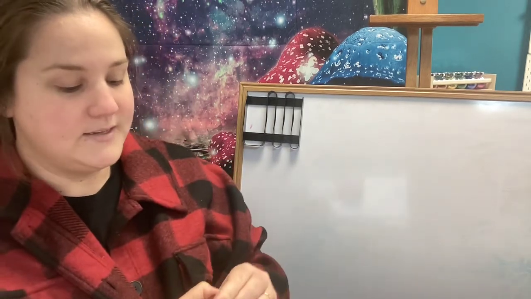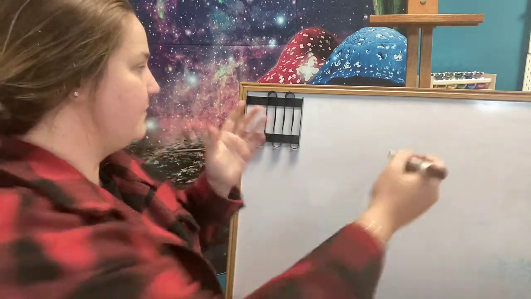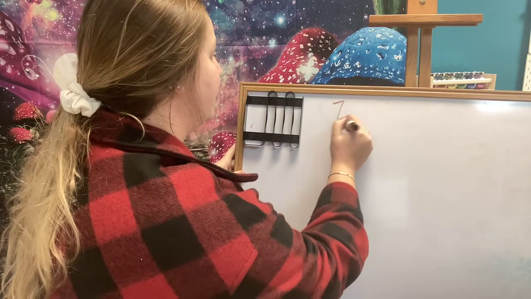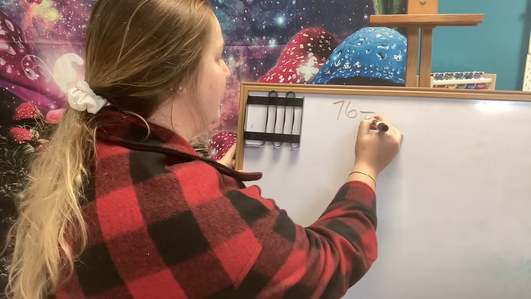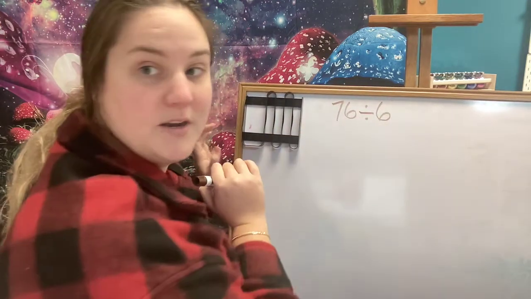For area models, the best way I can describe them is that it is division broken down into small multiplication problems. So in an area model, you're actually not doing any division. Spoiler alert. Let's take a look at one. For example, let's say you are given the problem 76 divided by 6. Let's write that up here really quick. 76 divided by 6. I hope you guys can see that.